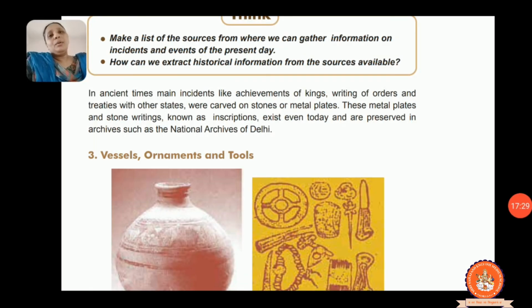Okay. I was told that it is situated in the National Archive of Delhi. What is the meaning of archive? Beta, the place where the inscriptions, copper plates or stones, everything has to be preserved and protected, prepared by the ancient kings of India, that place is called an archive. Now, visuals and ornaments and tools and other things we will know.